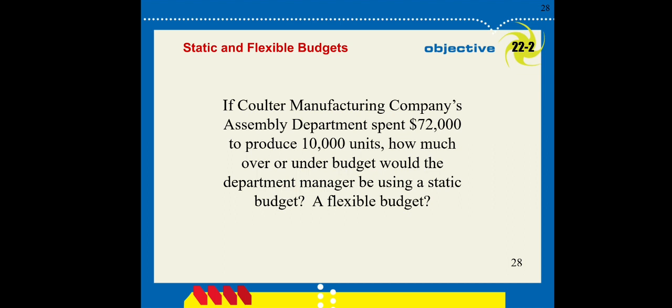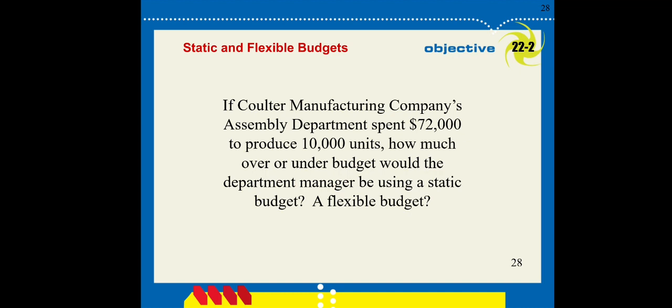If Coulter Manufacturing Company Assembly Department spends 72,000 to produce 10,000 units, how much over or under budget will the department manager be using a static budget and a flexible budget? So, if somebody asks you which budget is better, static budget or flexible budget, the general answer is flexible budget is better compared to static budget, because flexible budget considers different level of quantity or activity of production.